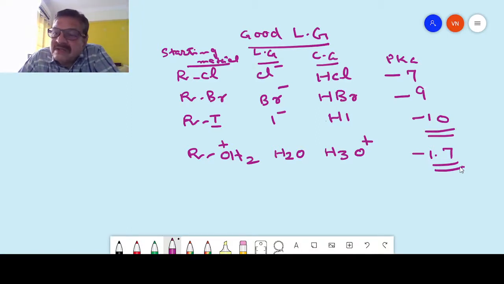Correct. Now, the leaving groups are not stable, in the sense that they do not want to be alone.